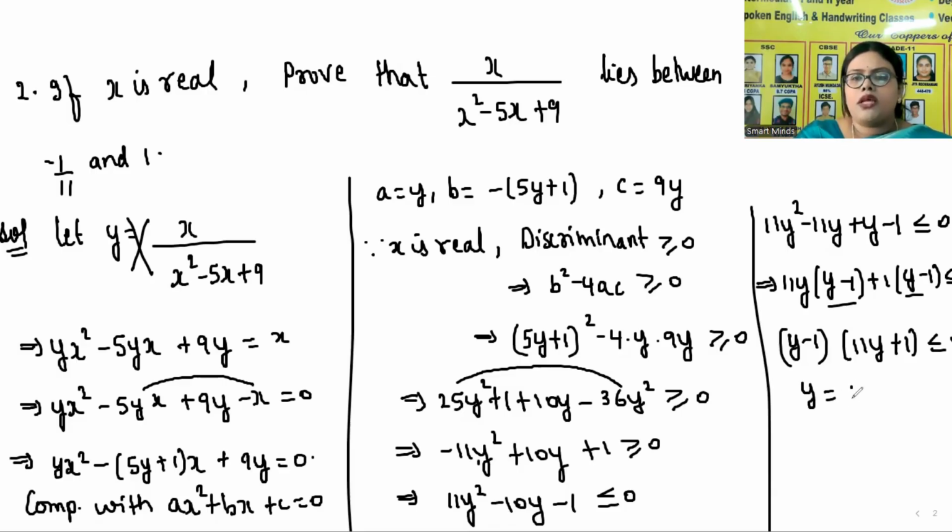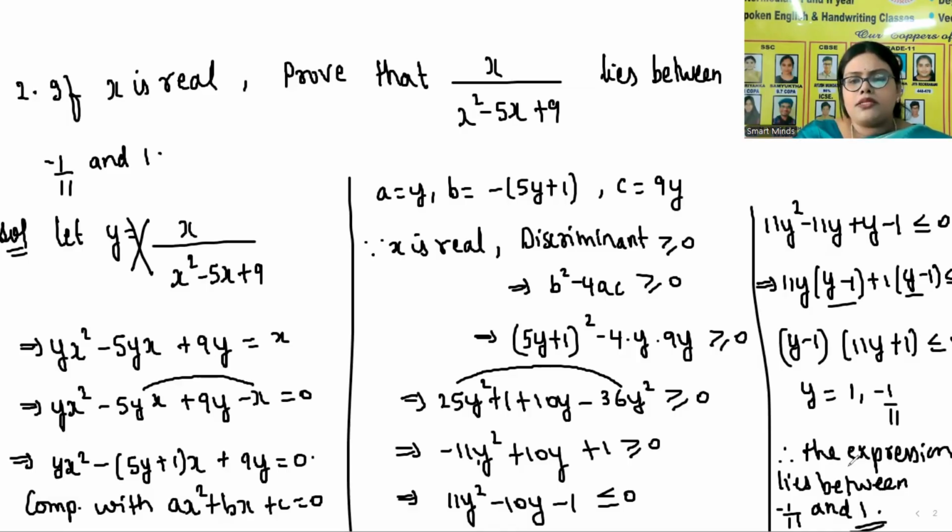So y values are 1 and minus 1 by 11. Because you have less than or equal to symbol, it lies between them. So we can directly say, therefore, the expression lies between, which is the smaller number? Obviously, negative number is always smaller. So lies between minus 1 by 11 and 1. This is the proof.